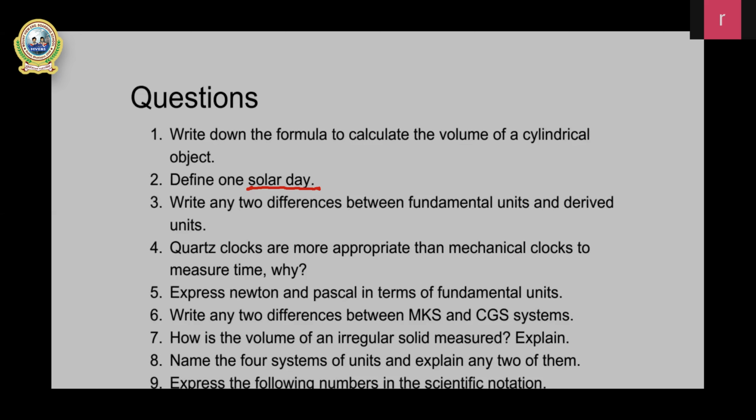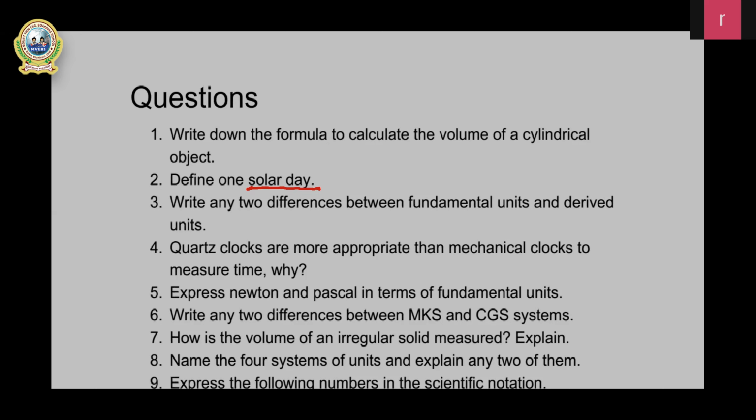And everybody knows the differences between fundamental units and derived units. We should not discuss these questions. And quartz clocks are more appropriate than mechanical clocks to measure time. Quartz clocks work by the vibration of quartz crystals, which are not affected by any physical conditions, not by temperature, not by pressure. So it gives more accurate time than the mechanical clock.